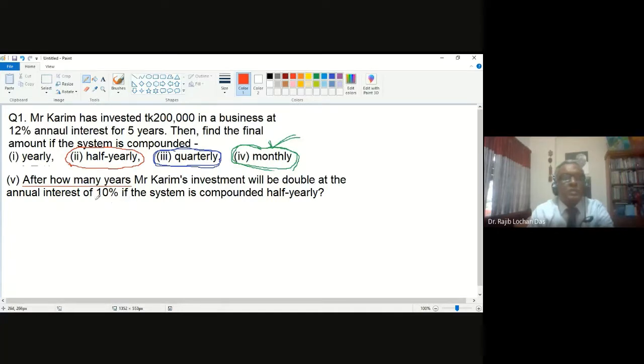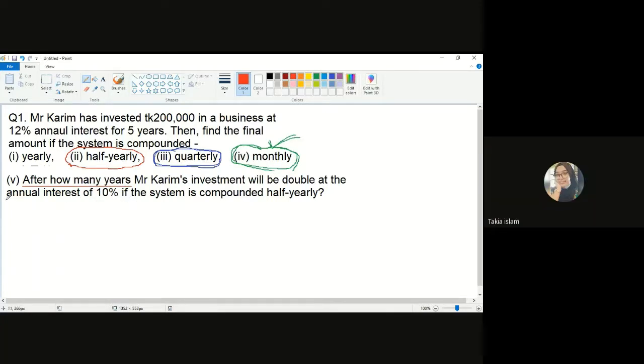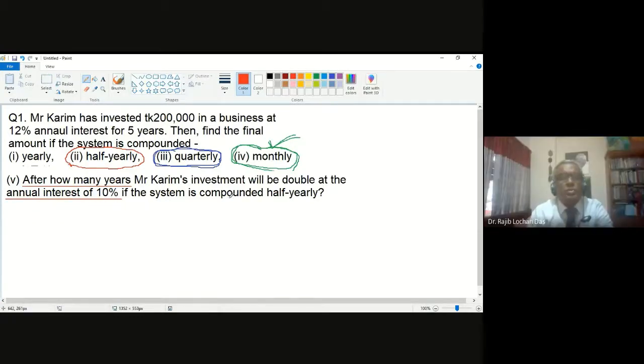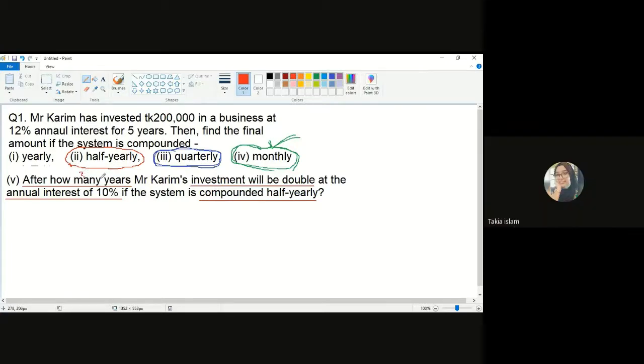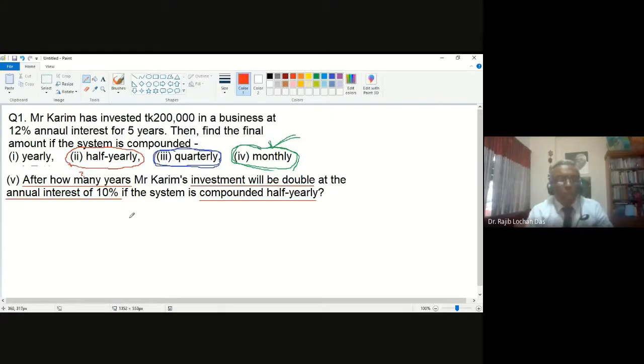So what is the final amount? The final amount will be 4 lakh. So 2 lakh is the original investment. So the final amount is 4 lakh, because it is double. This is the information. And how many years, you will find out? This is the question. So we have to find out the T. We have other information, T and R.